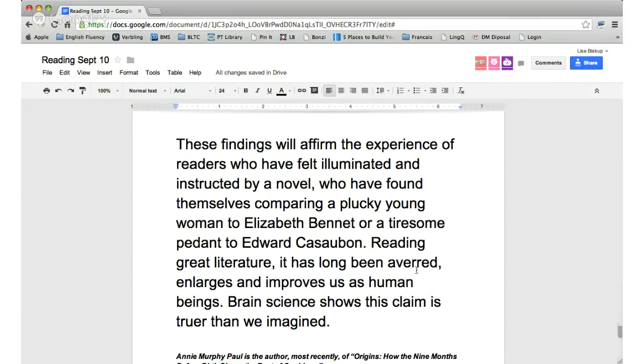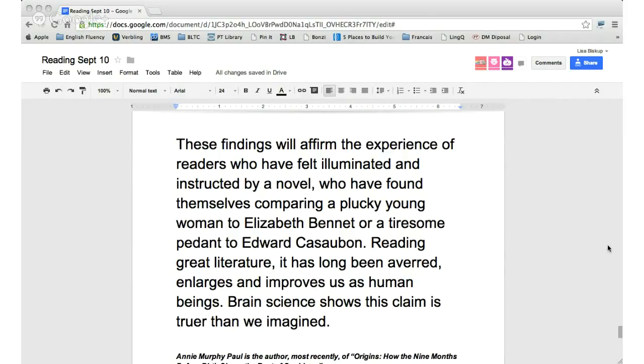Okay, these findings will affirm the experience of readers who have felt illuminated and instructed by a novel, who have found themselves comparing a plucky young woman to Elizabeth Bennet, or a tiresome pedant to Edward Casaubon. Reading great literature, it has long been averred, enlarges and improves us as human beings. Brain science shows this claim is truer than we imagined.